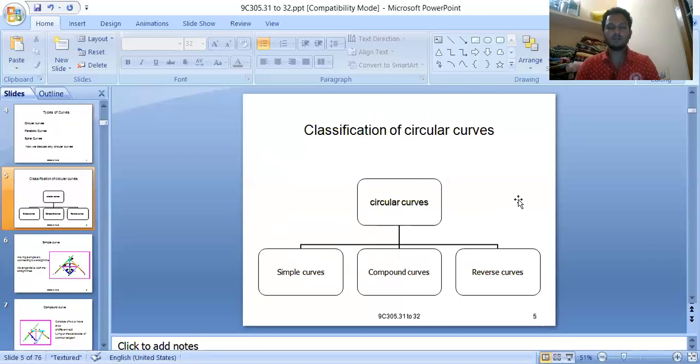So there is a classification of circular curves. These circular curves can be classified as simple curves, compound curves, and reverse curves. These are the classification of circular curves. Now we will discuss what is a circular curve, what are the different types, what is a simple curve, what is a compound curve, what is a reverse curve.